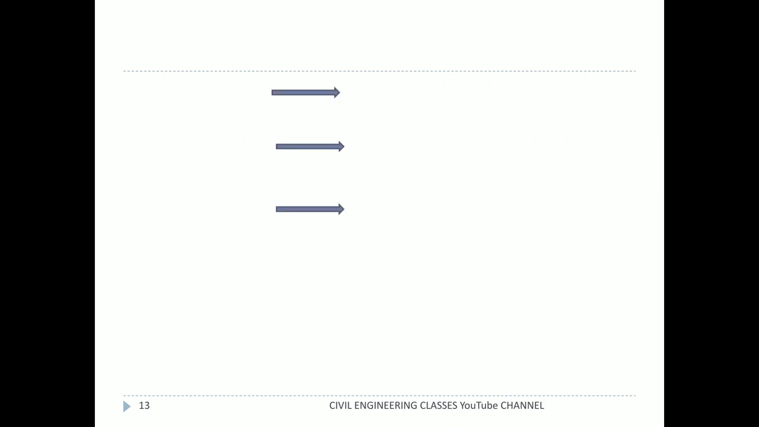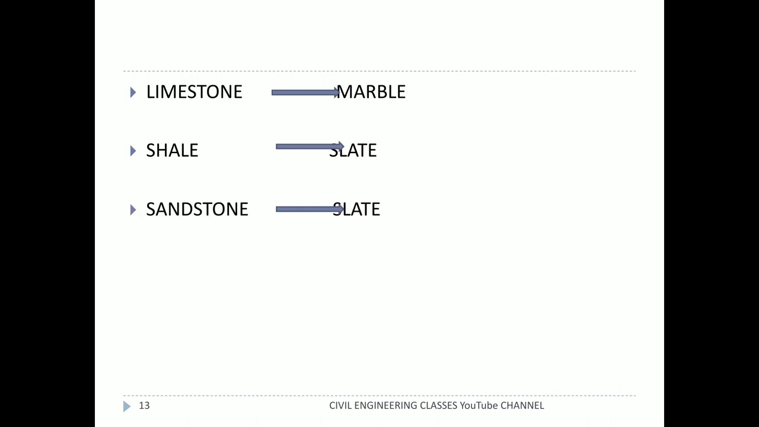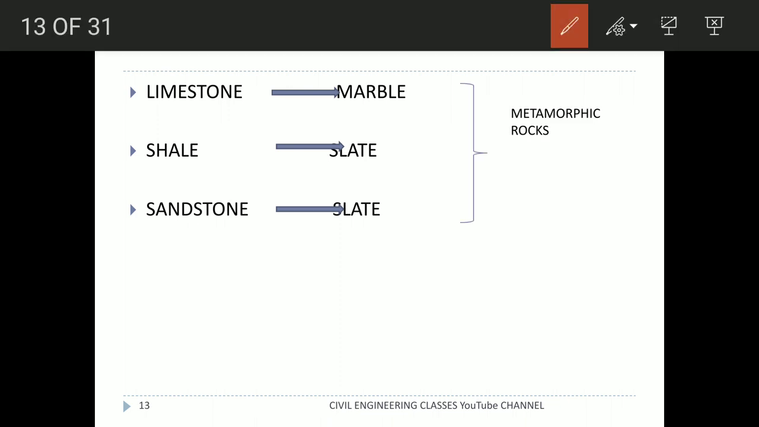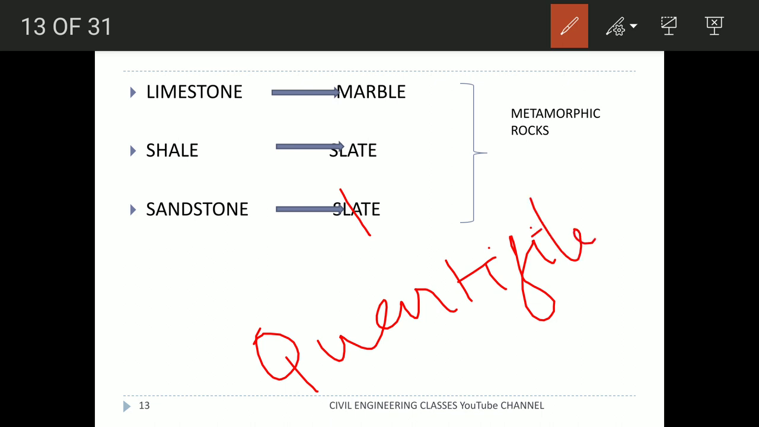The first one is limestone, which is a sedimentary rock, gets converted to marble. Shale will be converted to slate. Sandstone will be converted to quartzite. Sorry for the mistake, sandstone gets converted to quartzite when they are subjected to metamorphism. So the examples of the metamorphic rocks are marble, slate and quartzite.